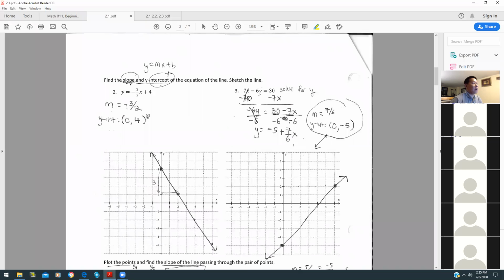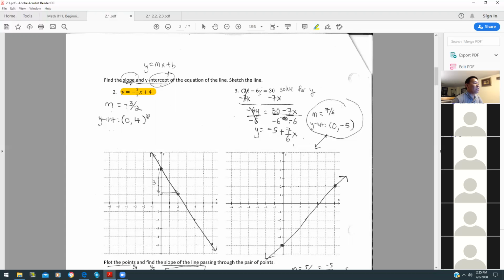Okay. So that's a question that we did just now. But that is easy because you can tell straight away because it's a form of y equals mx plus b. But for question 3, if they see this kind of question, this is not in y equals mx plus b form. You have to solve for y.